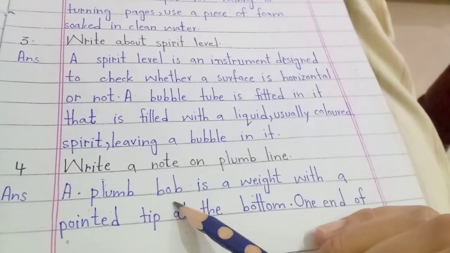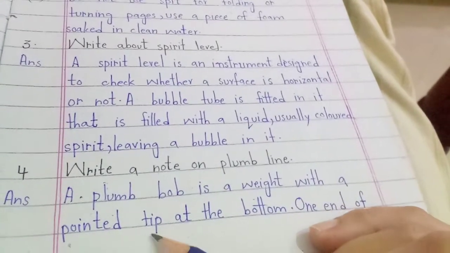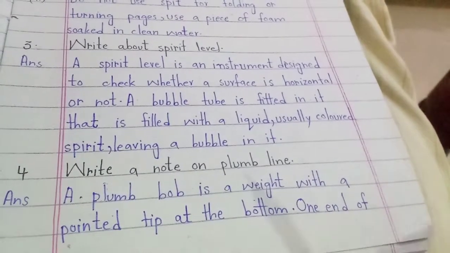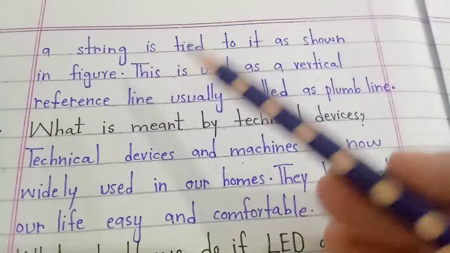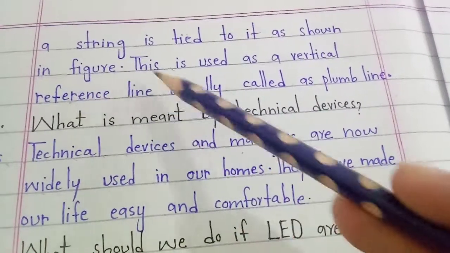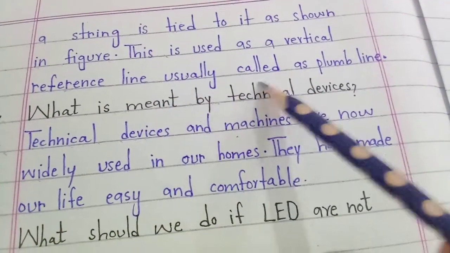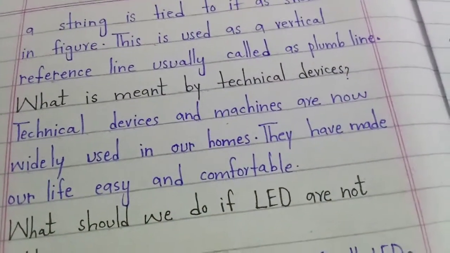Write a note on plumb line. A plumb bob is a weight with a pointed tip at the bottom. One end of a string is tied to it as shown in the figure. This is used as a vertical reference line, usually called a plumb line.